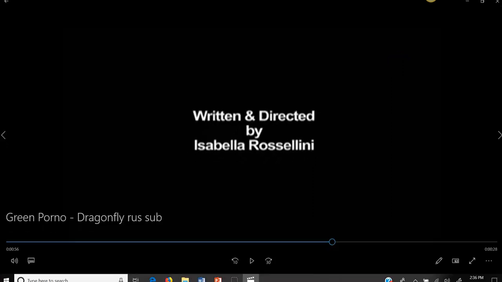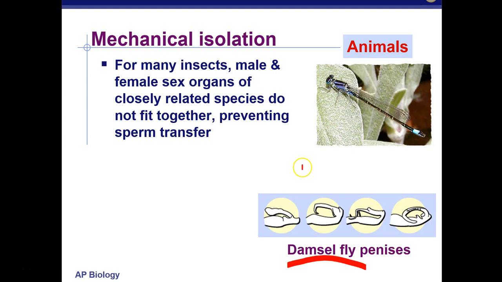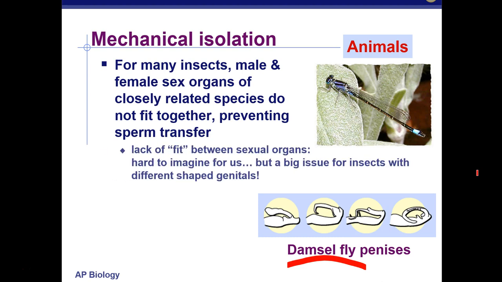Dragonflies are little nasty creatures, but you thought they were cute. But again, it's got to have the right shape. Tab A doesn't fit into slot B. You're going to have what's called mechanical isolation. So hopefully you're noticing we're getting more and more specific on what defines a species, or what can lead to what defines a species.